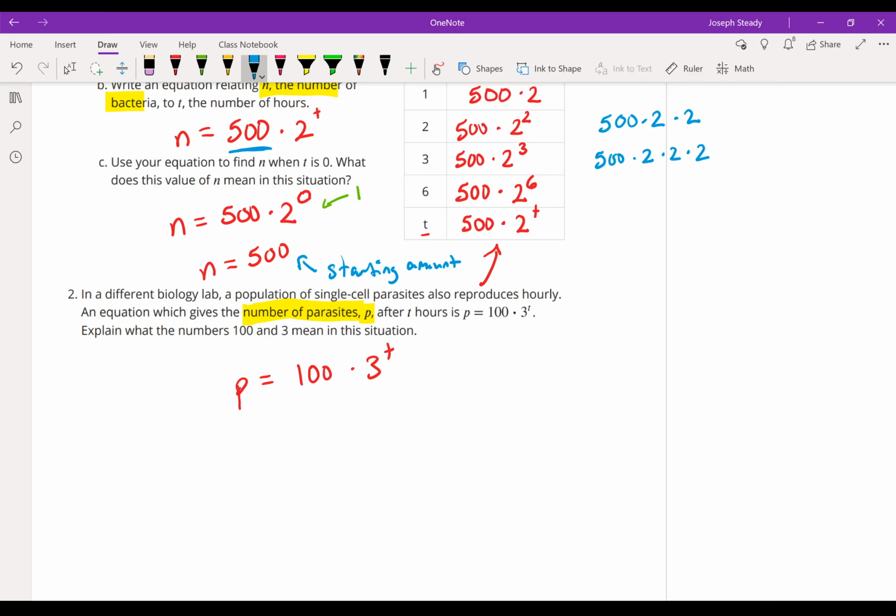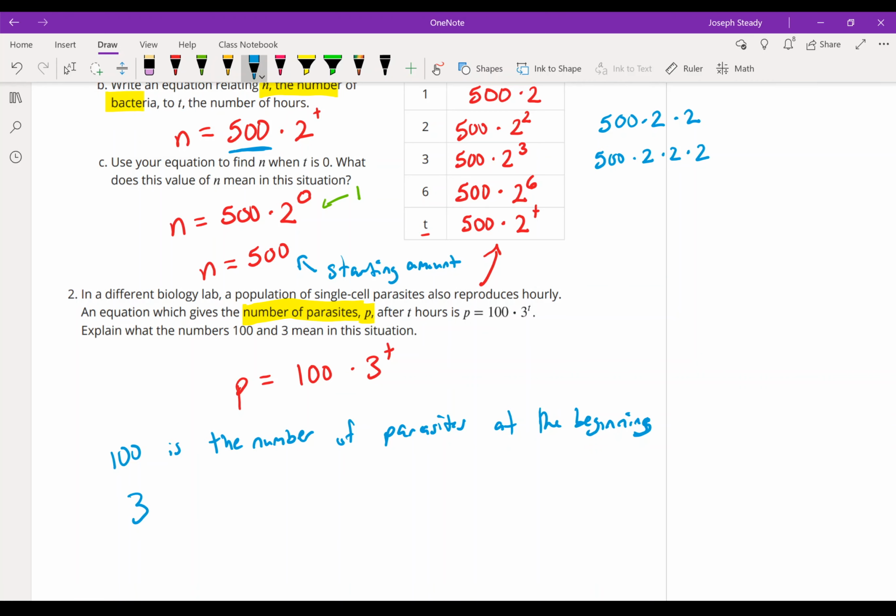So in this case specifically, the 100, like we just saw above, is the number of parasites at the beginning. Or in other words, when t is 0.